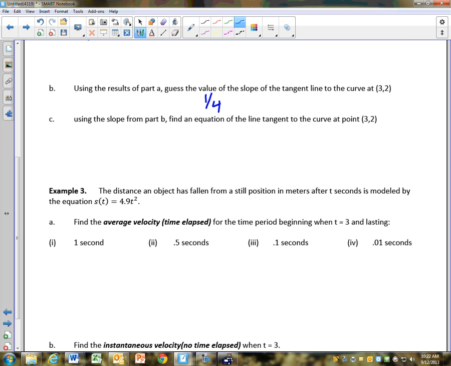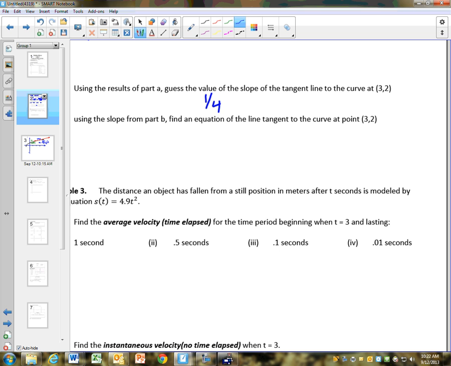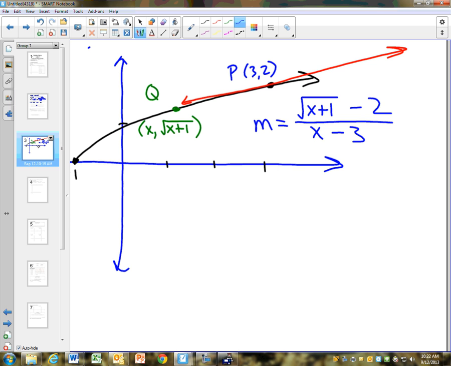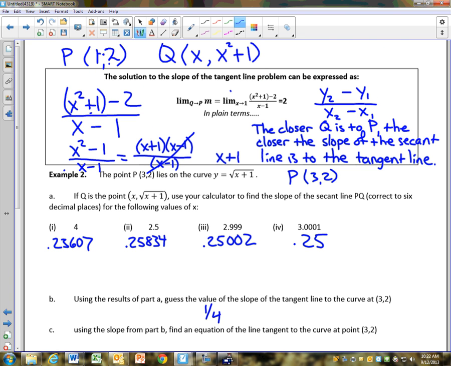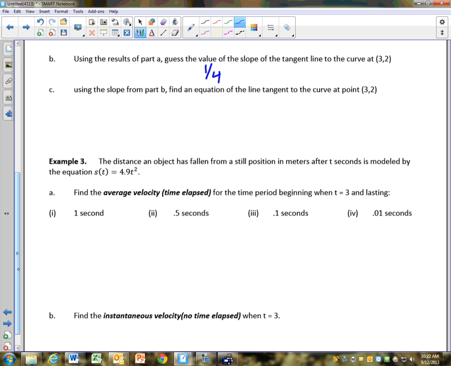Using the slope from part B, find an equation for a line tangent. So I now want to find the equation for this line right here in red. In order to find an equation for a line, I have to have what? Slope and a point on the line. What is the point on the line that the tangent line passes through? 3, 2.